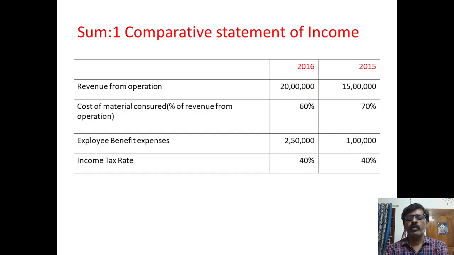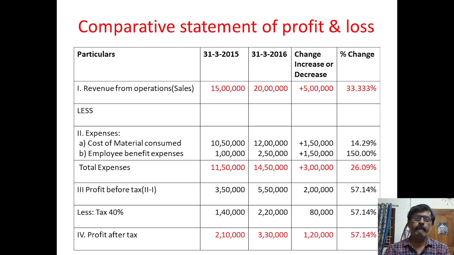Here 16 and 15 are given, and when we work out the sum, we have to rewrite it as 2015 and the next column 2016, so that we can see the change. So it is rewritten as per the format. Revenue from operations for 2015 is 15 lakhs, and for 2016 it is 20 lakhs. So the absolute change is 20 lakhs minus 15 lakhs, which will give us a positive figure of 5 lakhs.